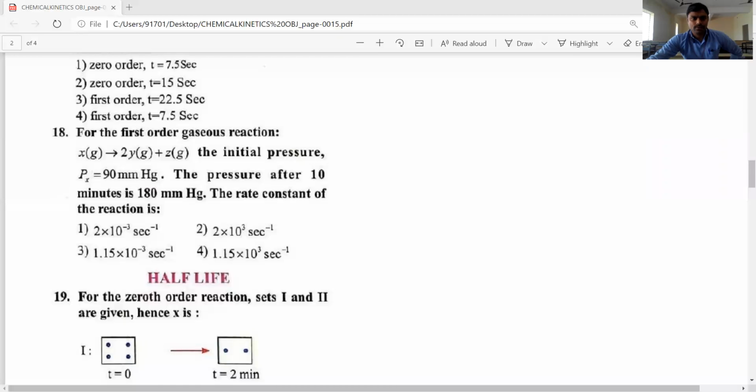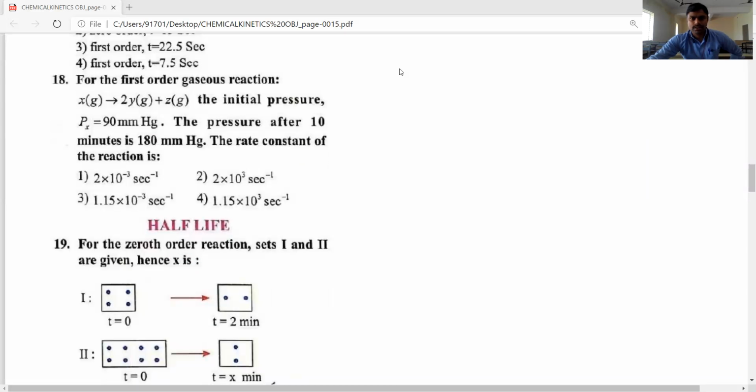Okay, let's see. In the last class, we discussed up to 17 questions. Now let's see the 18th question. It's a very easy question. They gave just one reaction. What is that reaction?